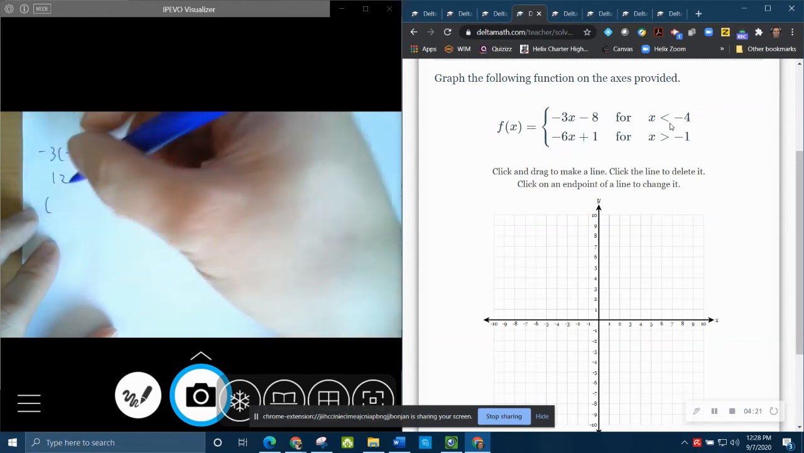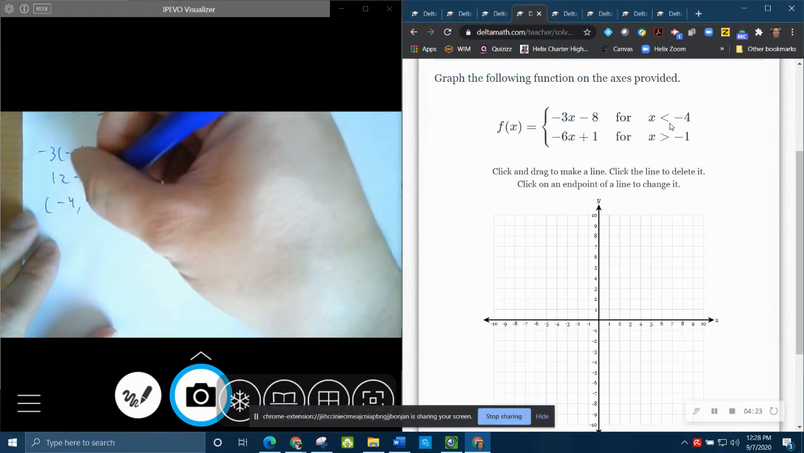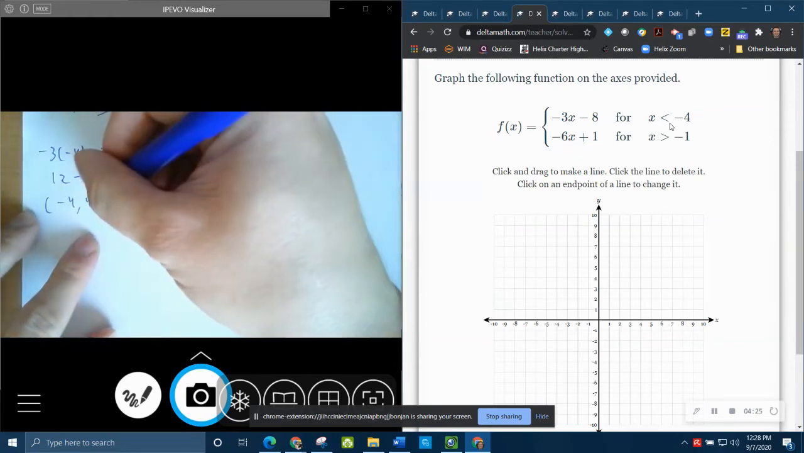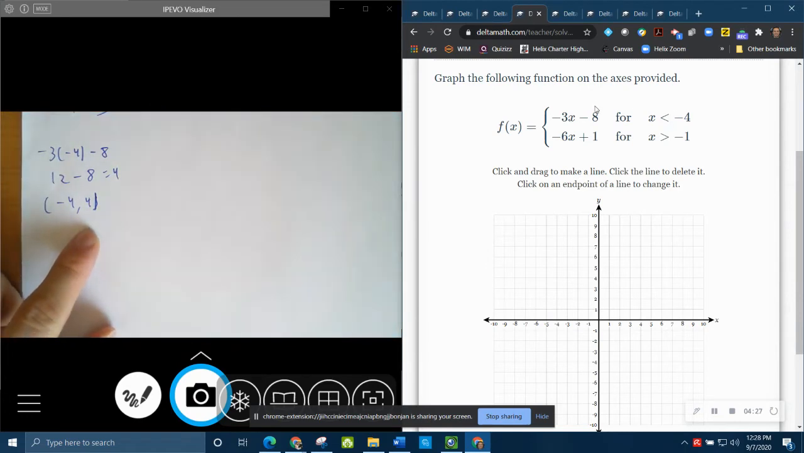So that tells me I'm going to have (-4, 4) as the starting or stopping point for this piece of the piecewise function. Because there's no line under it, it's going to be an open circle. If there's a line under it, it would start or end at a closed circle. But either way, I've got to take this x value, plug it in here to find out that key point.